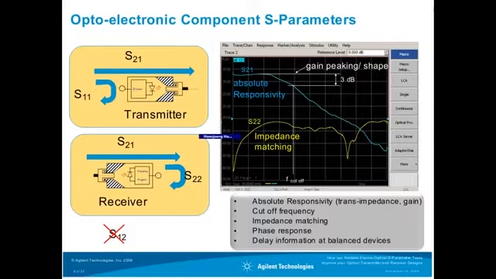But for a complete characterization of a component, not only the absolute amplitude characteristics are important, it's also important to know about the phase response of such a device. Phase response shows up in group delay information, and group delay information is also very important, for instance, to judge the balance of multi-port electrical devices.